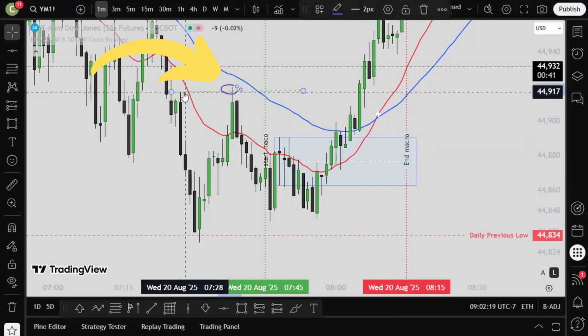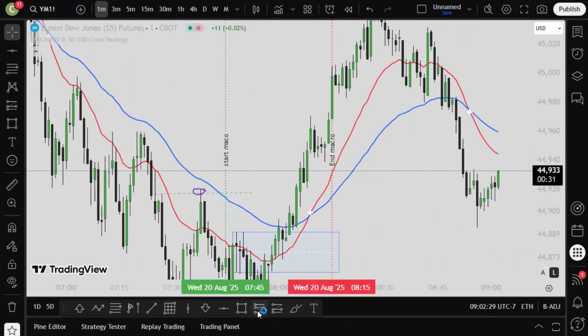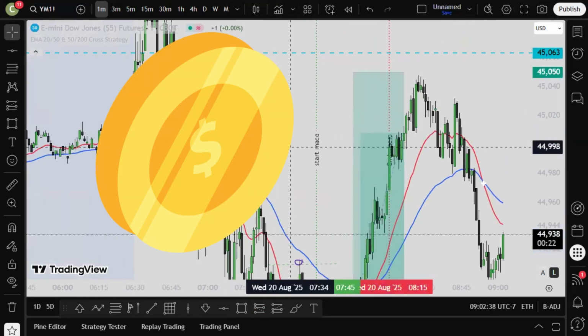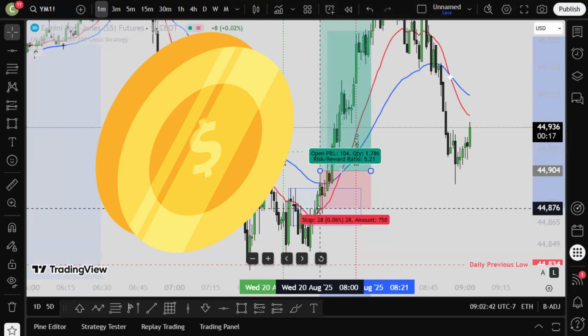candle here. You can see in this trade right here, it has paid out over 146 points with a stop loss of no greater than 30 points.